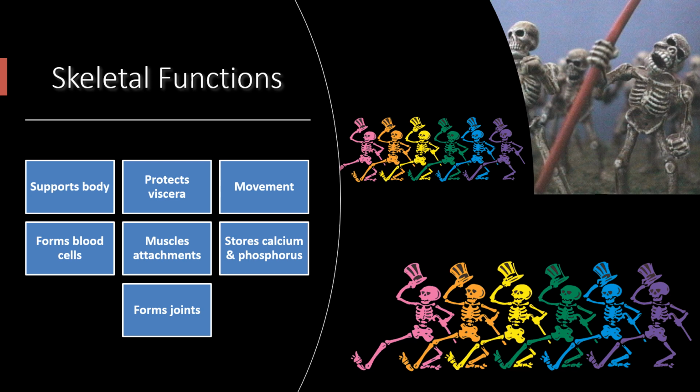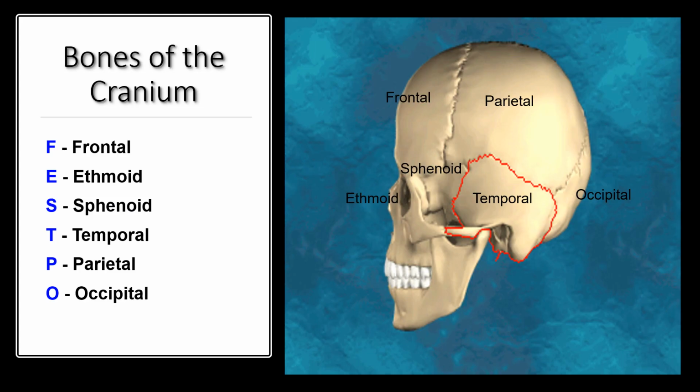So, 7 functions of the skeletal system: support, protection, movement, formation of blood cells, muscle attachment, storage of calcium and phosphorus, and the forming of joints. We're going to have to learn the names of the bones of the body, and we're starting with the skull.